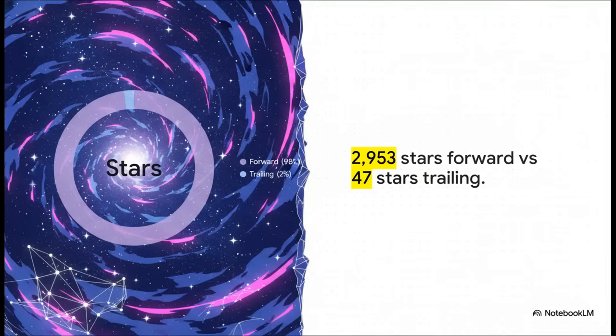Well, no. When the wide field query dynamically split the sky into two opposite hemispheres, that neat symmetrical illusion completely shattered. Over 98% of those boundary stars, 2,953 of them to be exact, were just jammed onto the forward leading edge. Meanwhile, the trailing hemisphere was practically empty, registering a measly 47 stars.